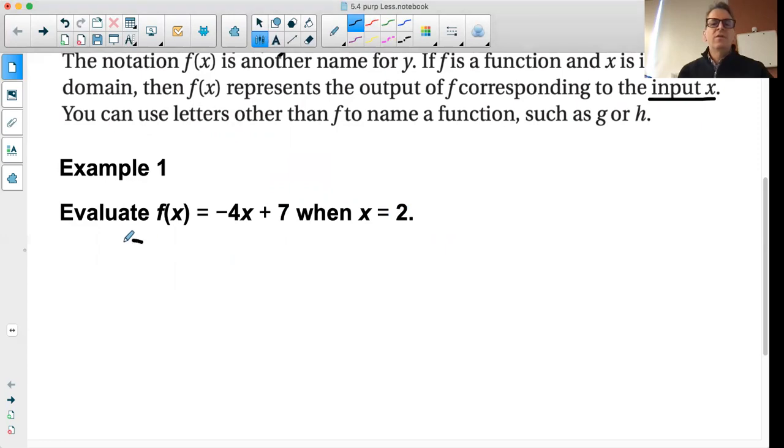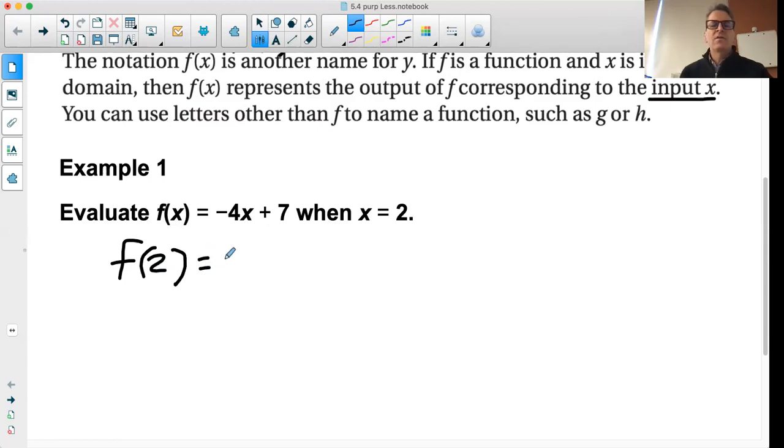So what we're going to do is put a 2 in place of that x. You see how I just took the 2 and placed it in there. Now we're not multiplying anything. This is just a notation. It replaces the y. You want to think of it as just like a label on something. It tells you a little bit about the function. We're evaluating it at the value x equals 2.